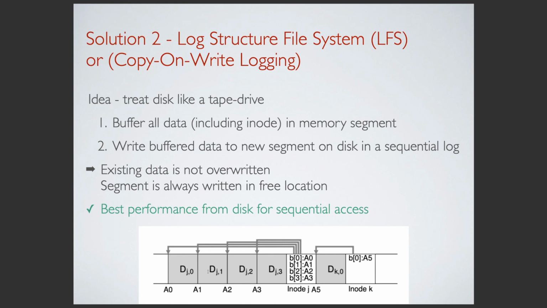So the first solution is a file system called log structured file system. We also call it copy on write logging. So what's the idea? The idea is the following. You're going to treat the disk like a tape drive. What's that? When you're about to write something, first of all, you have everything in memory, and only at the last minute you write. Once you have everything in memory, you write it in a long sequential log.